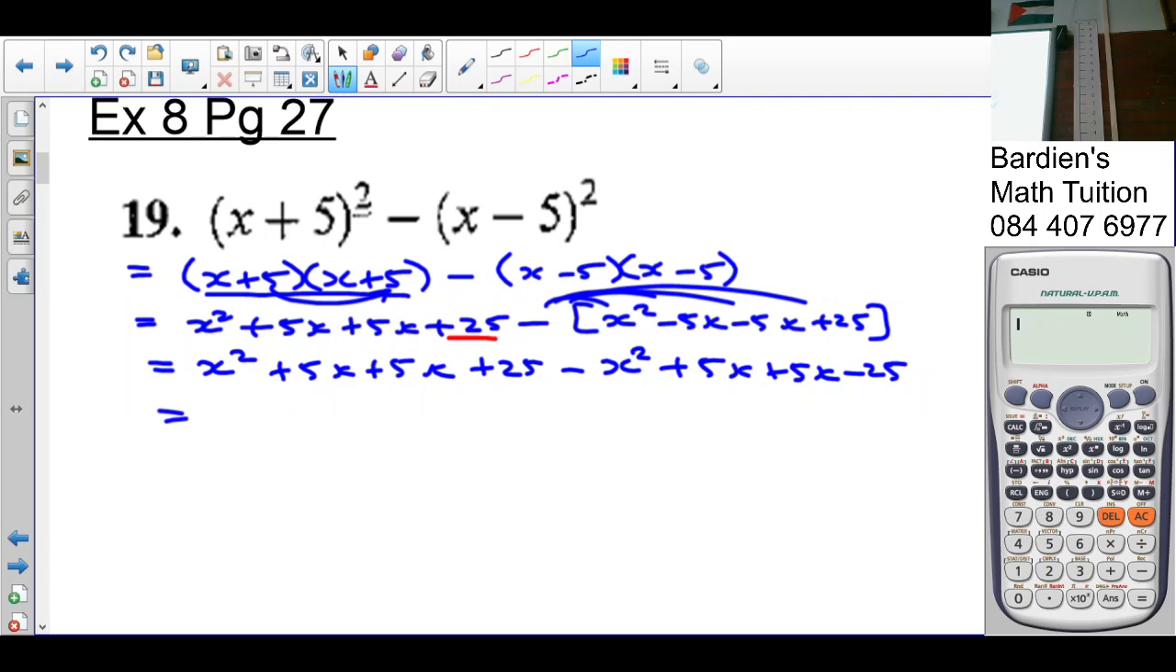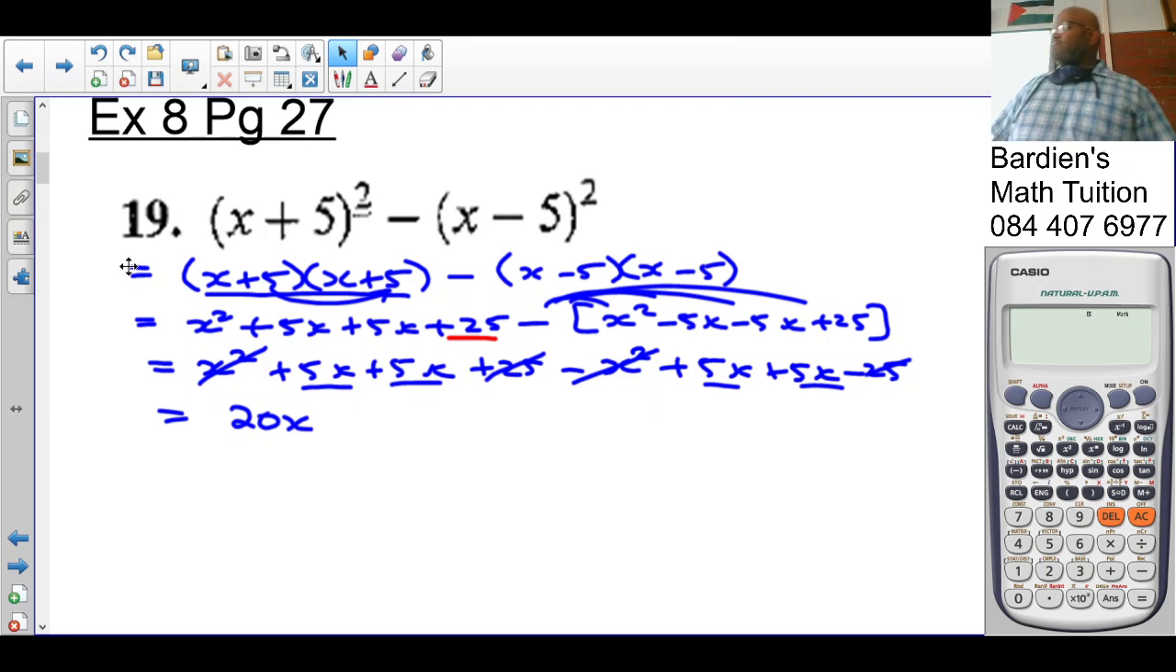So now it's just a matter of adding like terms. So x squared minus x squared cancel. 5x plus 5x is 10x, plus 5x, 15x, plus 5x, 20x. What is 25 minus 25? So you had 20x minus 25. Yeah. Because you didn't write the 25. Okay, any confusion here? No?